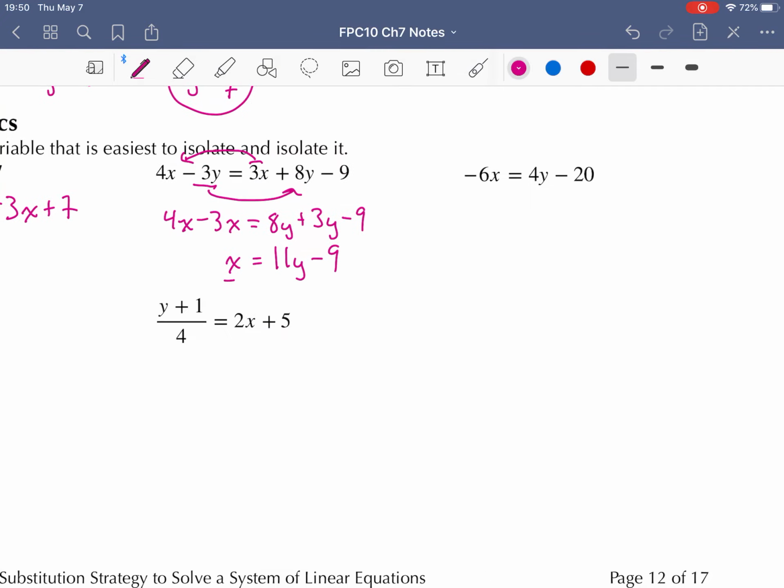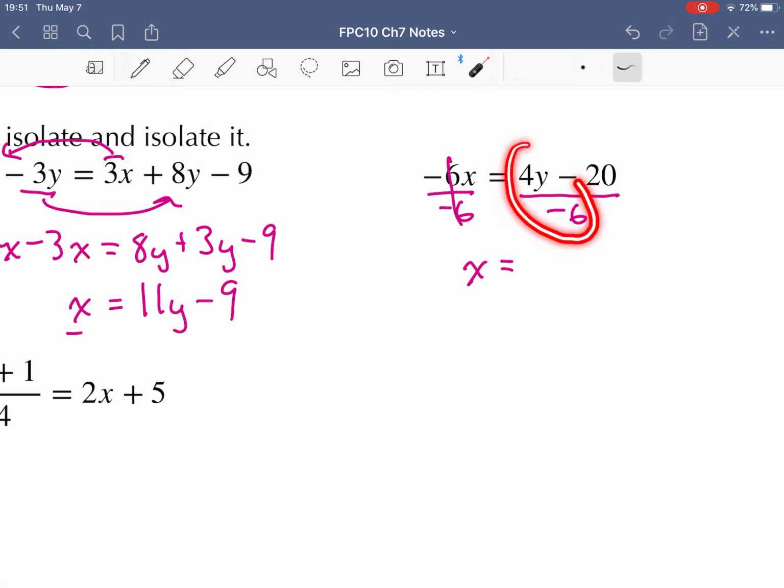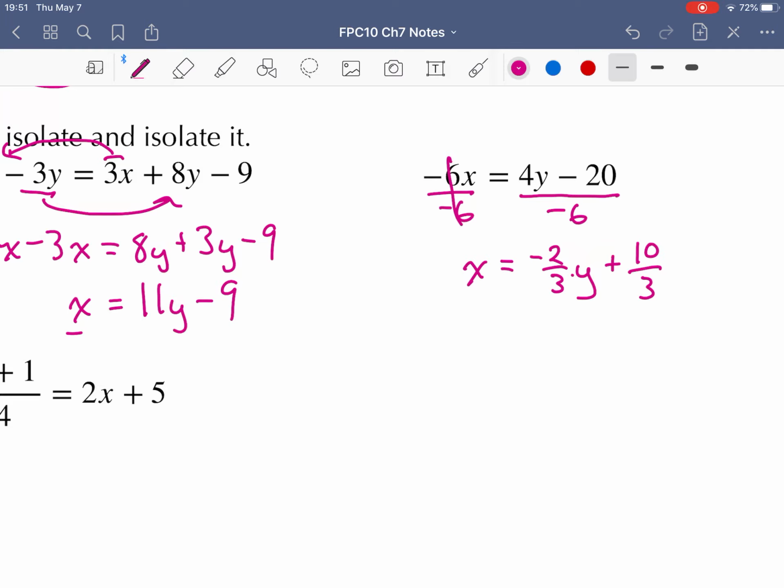The third one, we identify which one's easiest to isolate. Well, let's isolate this x because it's already kind of by itself. So we're multiplying x by negative 6. So we need to divide x by negative 6. We need to divide everything over here by negative 6. So these will cancel and we'll be left with x. And then we look at this side, 4y divided by negative 6. That's going to be negative 2 over 3y. And then we look at this guy here, negative 20 divided by negative 6. And that's going to be plus 10 over 3. And there we go. We've isolated x.